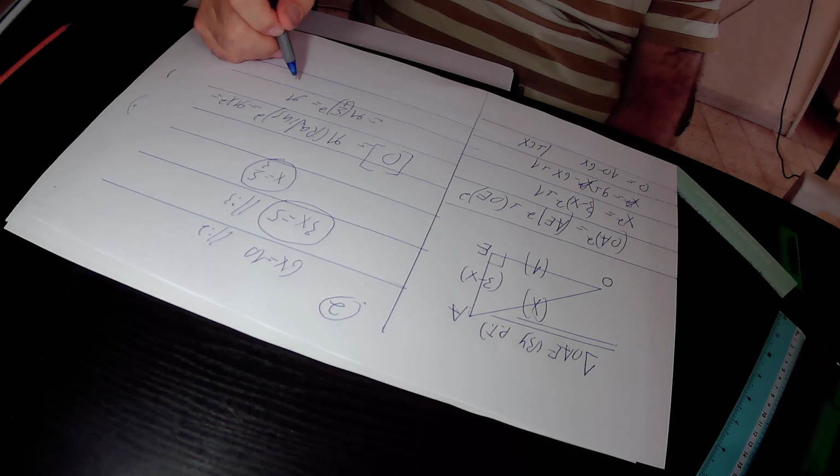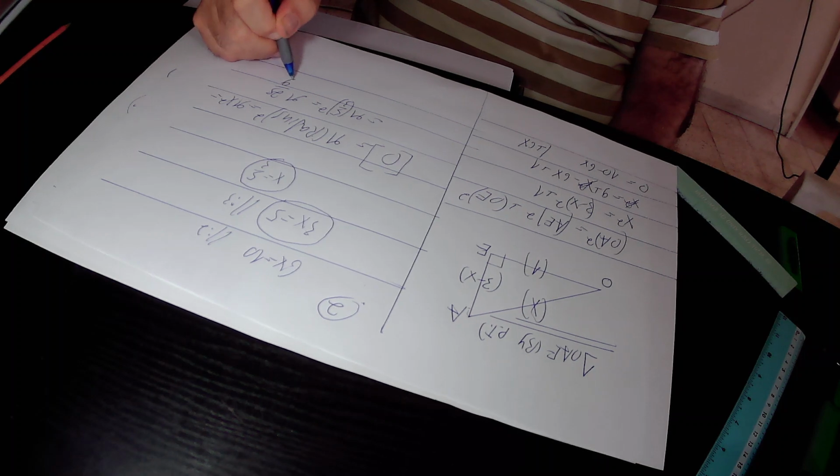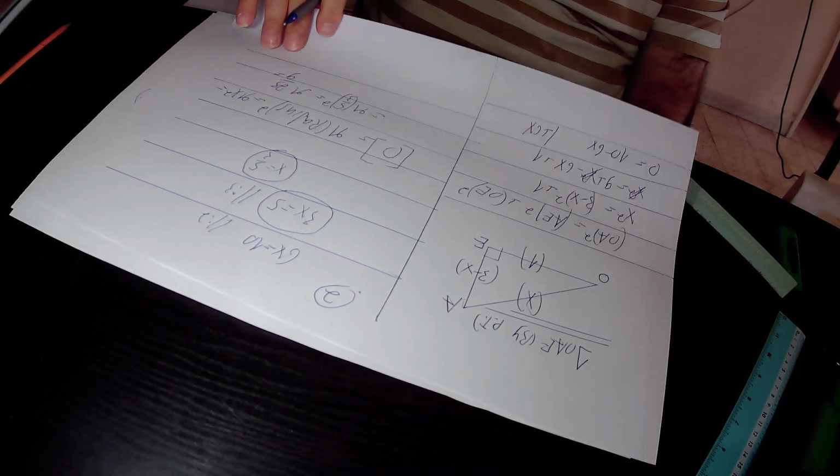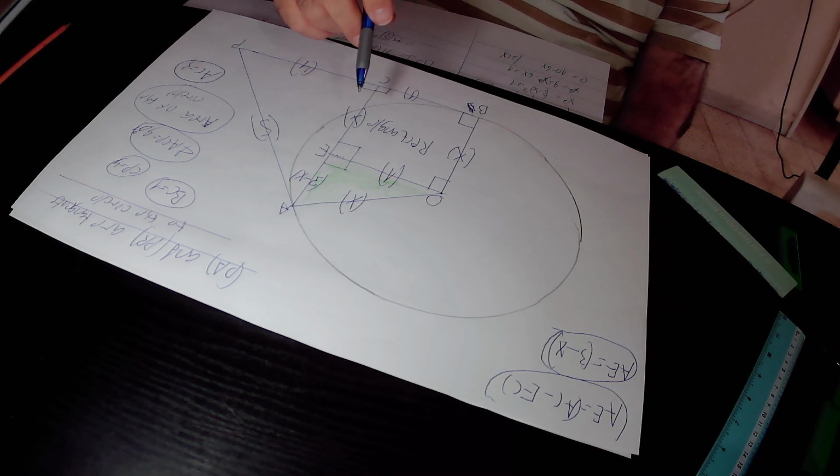5 over 3 squared is 5 squared, that is 25, over 3 squared, that is 9. So in total, we found that the area of this circle is equal to 25 pi over 9 square units. So in terms of numbers, the area of this circle is equal to 8.727 square units.